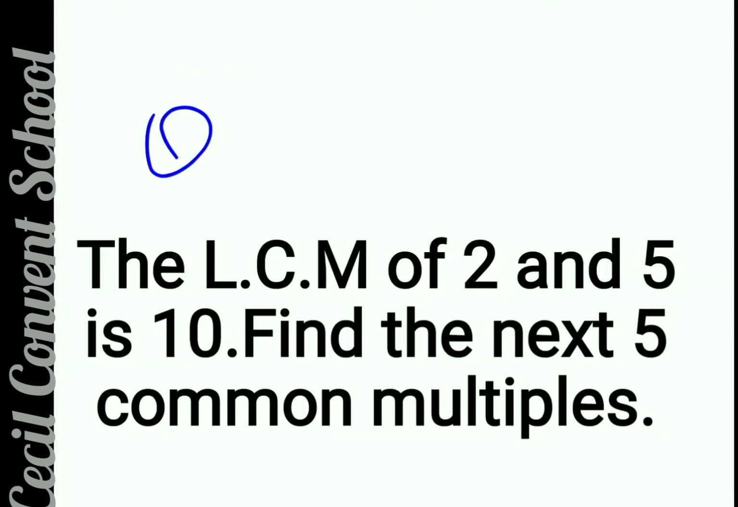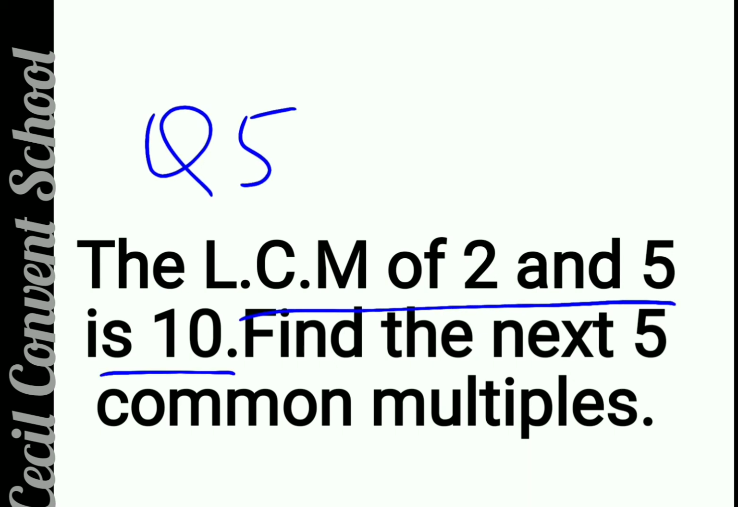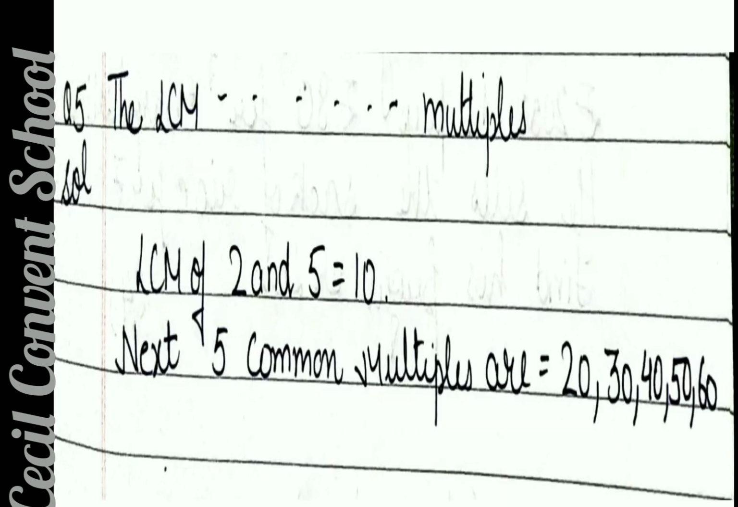This is question number 5. Now LCM of 2 and 5 is 10, given. This question is the same as question number 4. Now you have to write the next 5 common multiples. Same as question number 4, no change. So we will write in this manner.